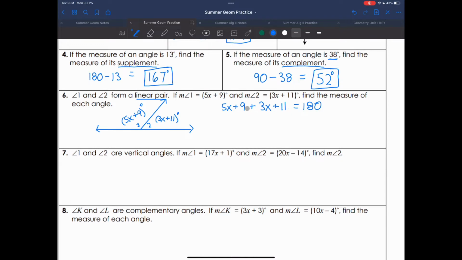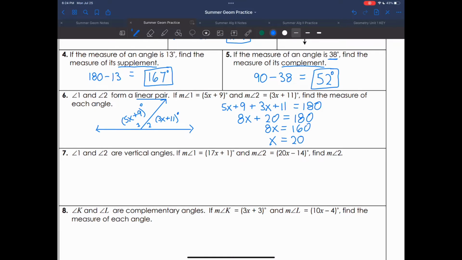Okay, so let's combine our like terms over here. That's going to give me an 8x plus 9 plus 11 is going to give me 20. And that all equals 180. From there, I would subtract the 20 from both sides. So we end up with 8x equals 160. Okay, and then from there, we're going to divide by 8 on both sides. I'm not really showing my work, but you guys have done a lot of solving equations, so hopefully you're following. 160 divided by 8 is going to give us 20.